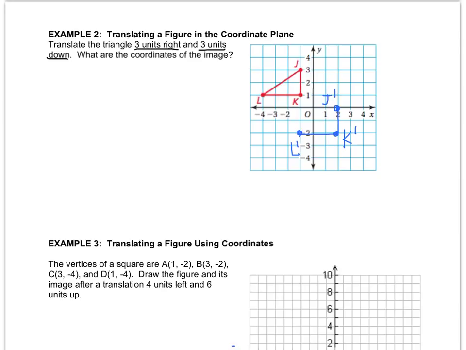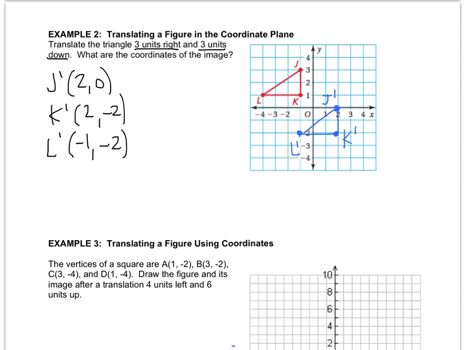And you should, although I'm not going to be a stickler about it, but in class I will, you should be using a straight edge to make these lines. You should not be wiggling it. If it's wiggly, I will make you do it over. But if it's pretty straight, that's okay. And we have to finally state the coordinates of the image. So J prime is 2, 0. K prime is 2, -2. And L prime is at -1, -2. And that's all we have to do.